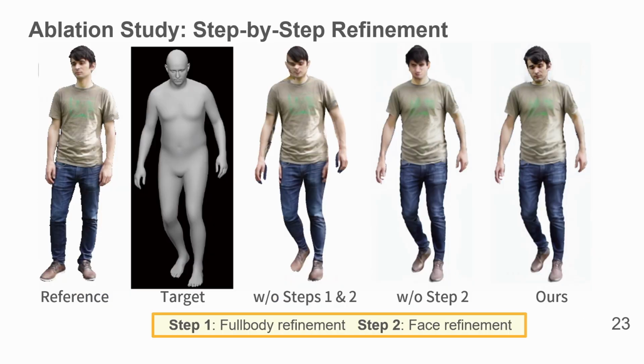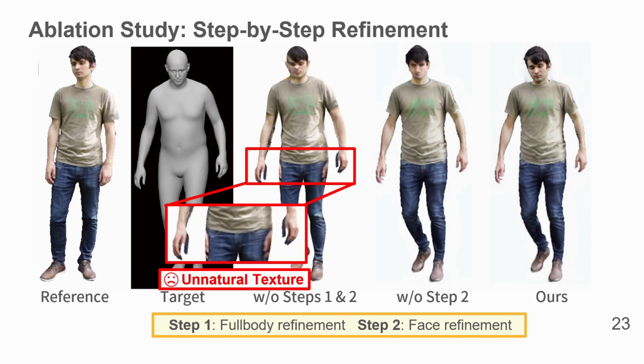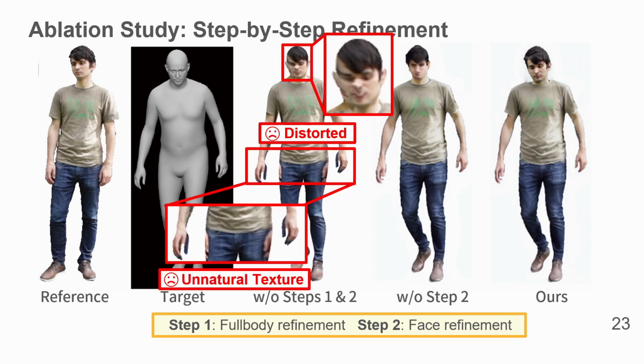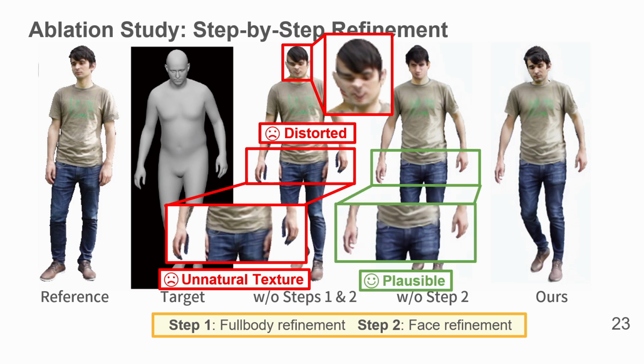This slide shows the ablation study results for the step-by-step refinement. Here, Steps 1 and 2 mean the refinement of full body and face, respectively. In the result without Steps 1 and 2, unnatural textures appear on the face, hands, and pants, and the face is distorted.